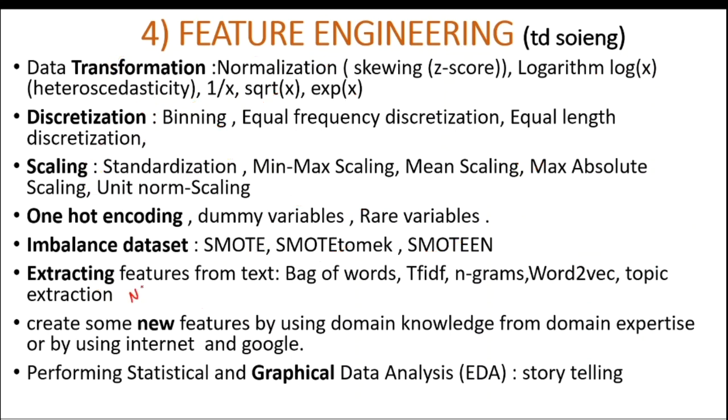And this is extracting features. It could be used in NLP when we have text. So we have to extract the features from the text. In the upcoming videos I will cover NLP. There are many techniques to extract features from text, like bag of words, TF-IDF, term frequency inverse document frequency, n-grams, word2vec, topic extraction. These will come in NLP. We can also create new features, new columns, by using domain expertise knowledge. We can derive new features ourselves, or by combining some available features, or we can search the internet for what could be a feature in this domain.